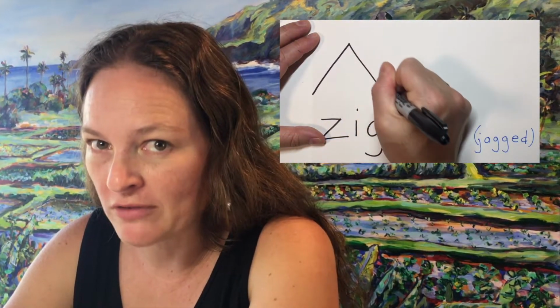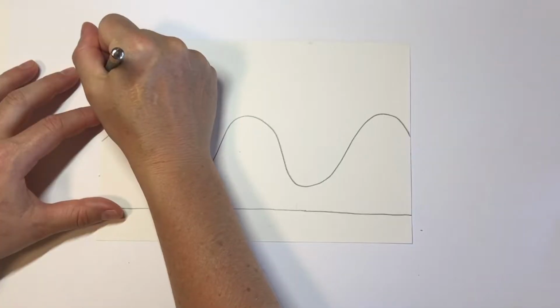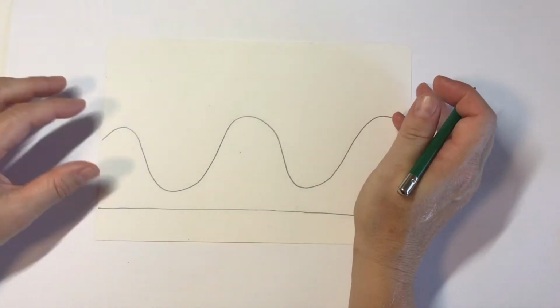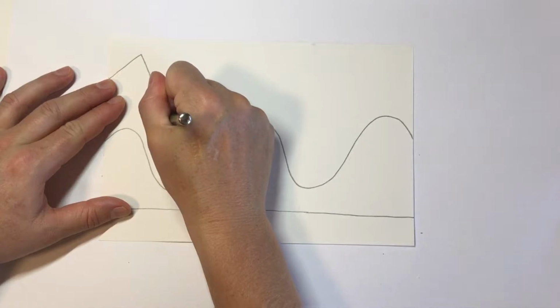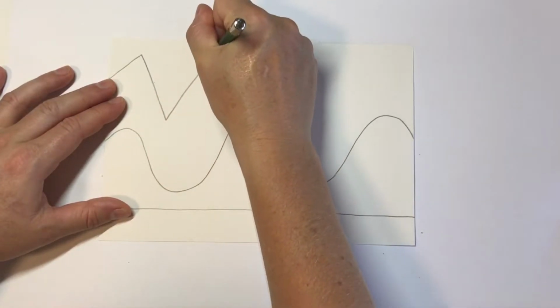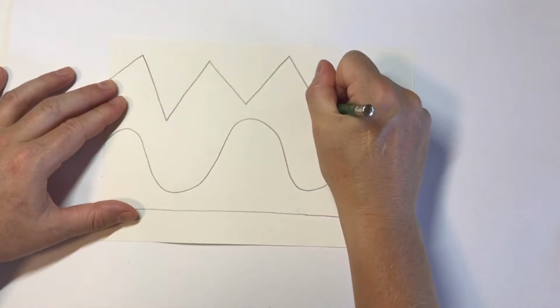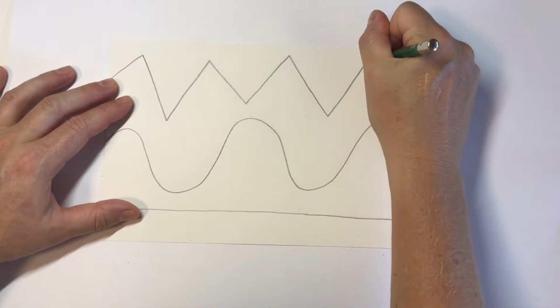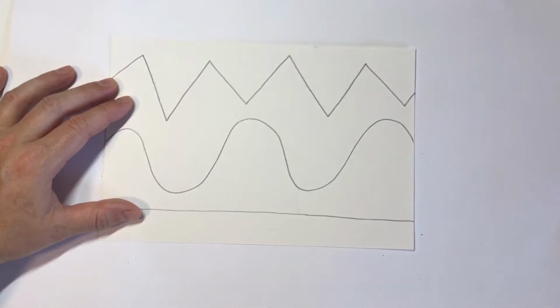And lastly, our zigzags. Sometimes we also call them jagged lines. And so, I'm gonna start on the edge. Remember, every time, zig, stop, sag, stop, zig, stop, zag, stop, zig, stop, zag, stop, zig. That was fun, but I still remembered to go slowly and carefully.